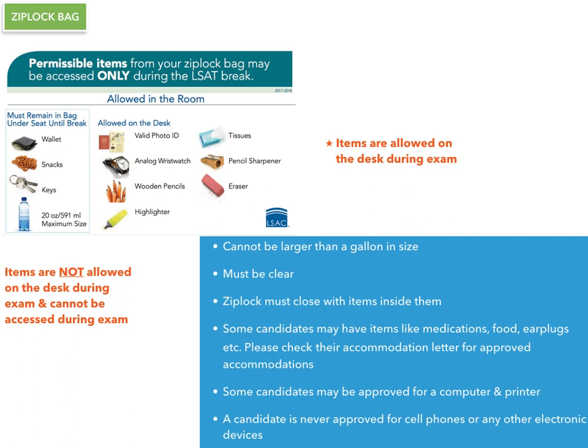Each examinee may bring a clear gallon-sized Ziploc bag with them into the testing room. All of the items you see here are allowable items. Certain items may be taken out and placed on their desk during the exam, but others may not. The items allowed on the desk include their ID, tissues, analog watch, pencil sharpener, wooden pencils, eraser, highlighters, and the LSAT provided stylus. The other items are allowed to be in the Ziploc bag but must not be accessed during the exam. The Ziploc bag will be placed under their desk while they're testing until break time.